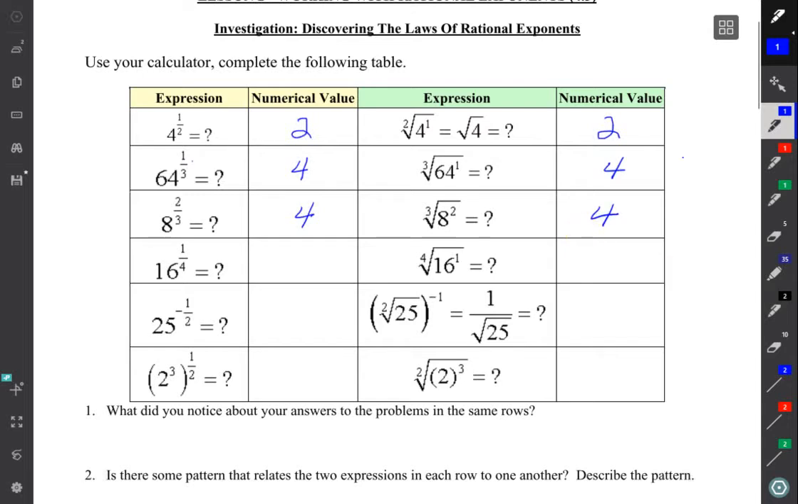16 to the exponent of 1/4 is 2. And then the fourth root of 16 is 2. 2 times 2 times 2 times 2 is 16.